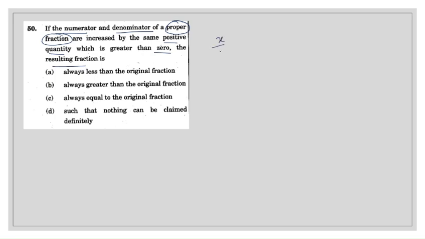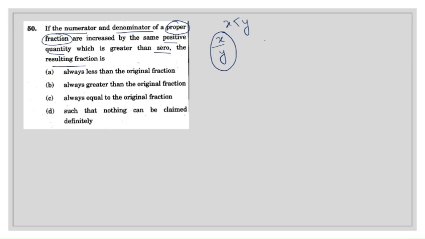For example, if we have a fraction x upon y, this is a proper fraction. That is the reason why y will be greater than x. That is, the denominator should be greater than the numerator for the fraction to be a proper fraction. So in this case, they say that if the numerator, that is x, and denominator of a proper fraction are increased by the same positive quantity which is greater than 0.